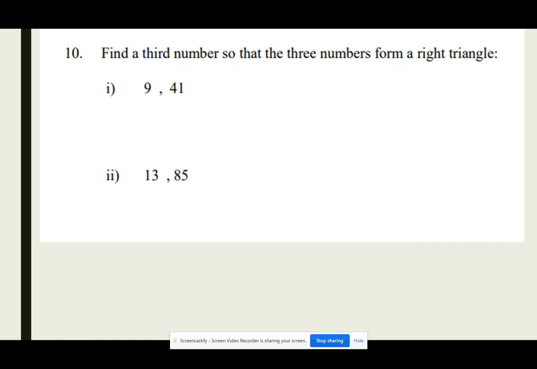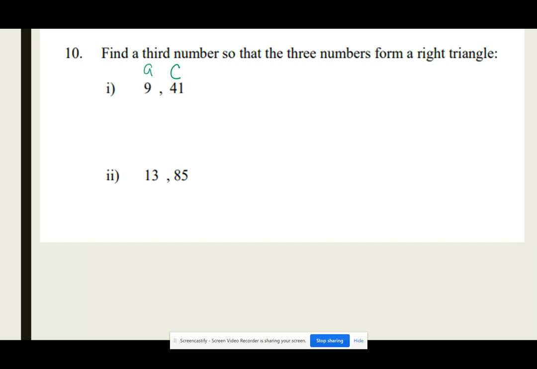Okay, number 10. This one is a little tricky because they want you to find a third number. So this one could have multiple answers, but let me show you how I would solve it. So looking at the first one, I have 9 and 41. 41 is the bigger number, so I'm going to call that one C. Okay, remember the largest number is always my hypotenuse. 9 could be either one of the legs, so I can call it A or B. I'm going to call it A in this case.